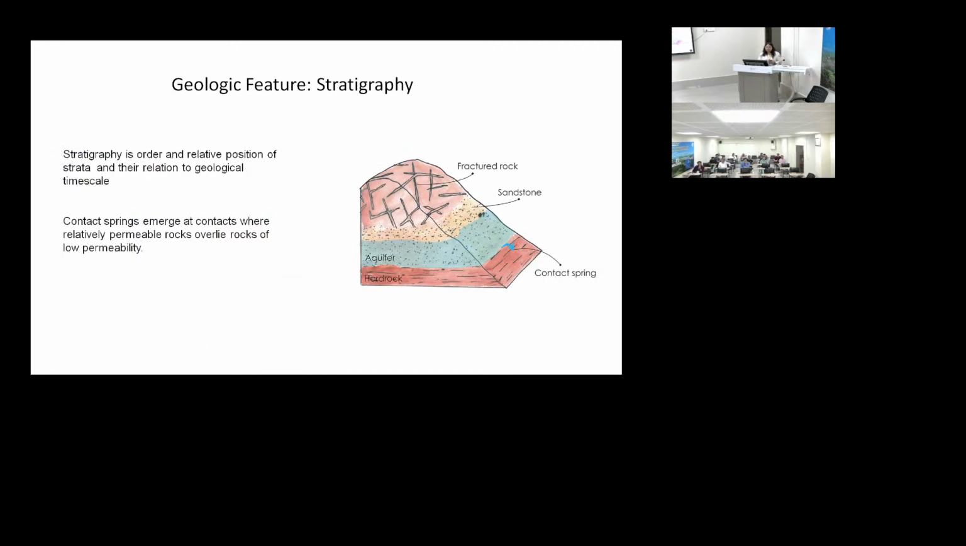Next is the stratigraphy. This is the relative positioning of strata in respect to the geological time scale. For example, usually when there is a hard rock, it is almost every time overlain by an unconsolidated formation, or a loose formation, or a fractured formation. So this is the stratigraphy. Mostly in these types of features, contact springs are very common.